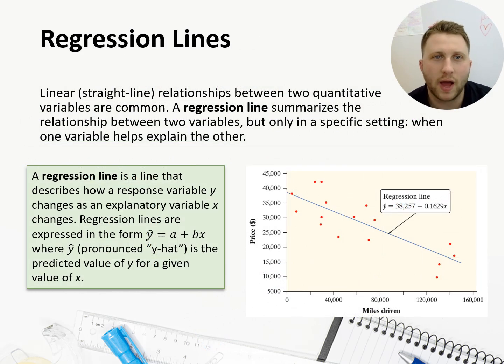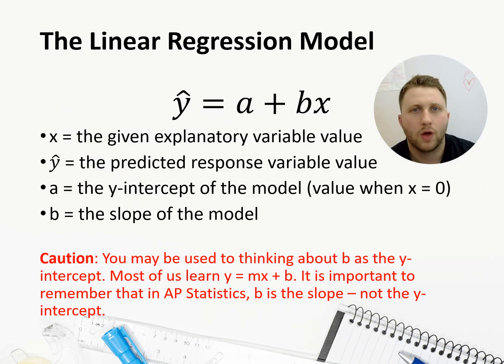A regression line, which is just a line of best fit, represents the predicted change in the response variable for changes in the explanatory variable. And we have a common form that we use for the regression equation. I'll show it to you on the next slide, but you can already see it here. So y hat equals a plus bx.